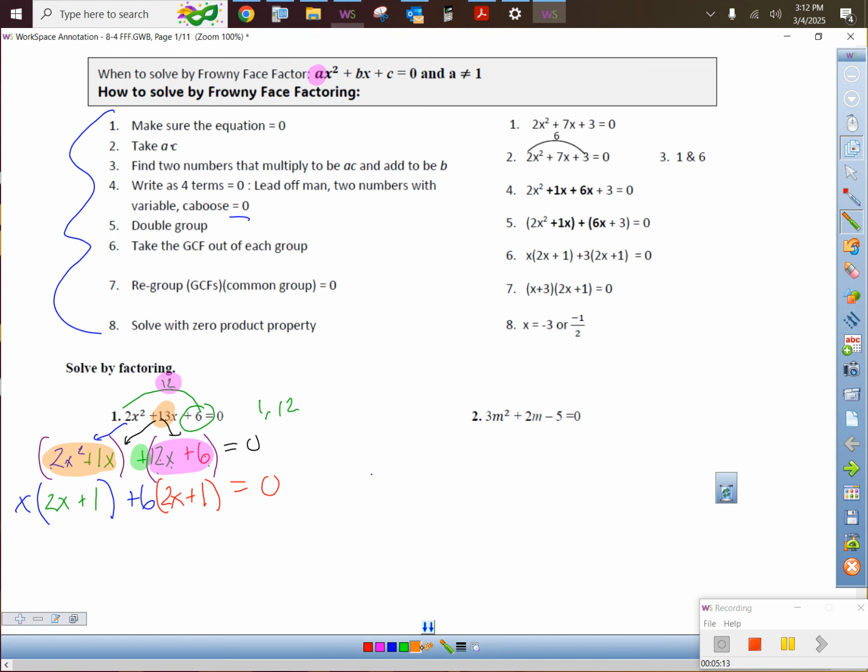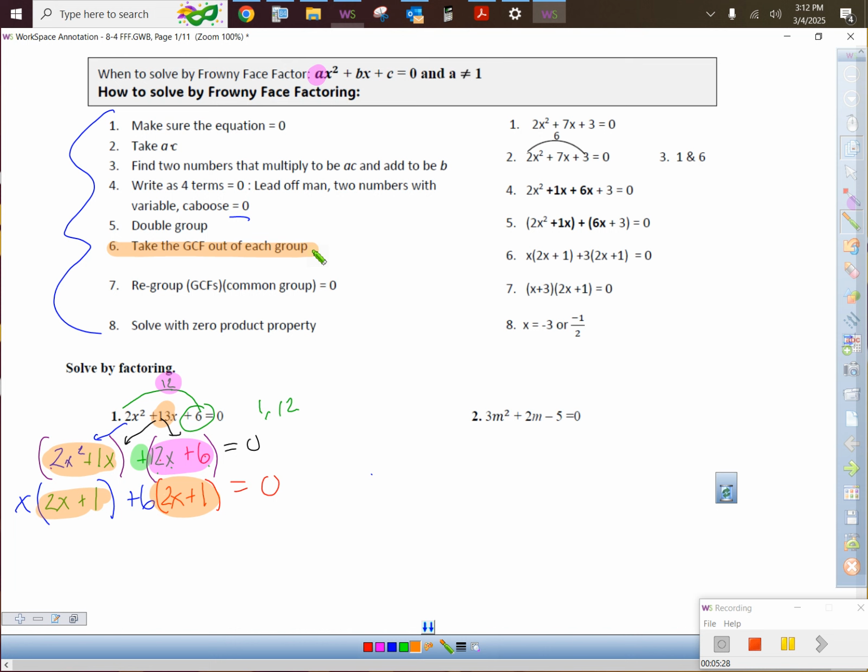Here's the interesting thing. I know this is weird because it's our first example, but this and this are the same. And that's supposed to happen. Every time that's supposed to happen. They might not be 2x plus 1, but what's inside those parentheses will be the same. So we have done step 6, take the GCF out of each group.